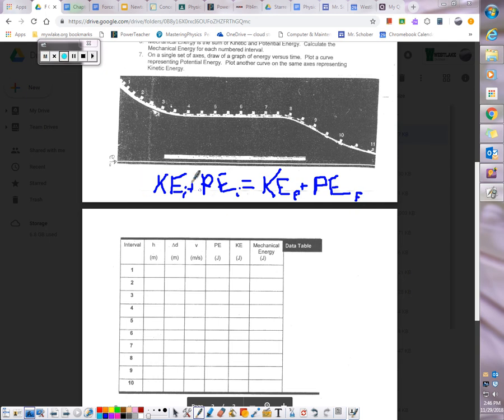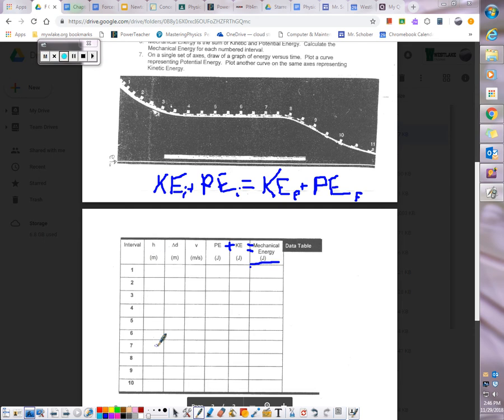So KE plus PE initial equals KE plus PE final. Now, to find your mechanical energy in this column, it's just the sum of KE plus PE, because that's what mechanical energy is. If mechanical energy is being conserved, that means this number should stay roughly the same the entire time. Remember, this is a real-life situation that was plotted in this position strobe photograph. So that might not be the case, because it is a real-world situation, so there is air resistance and friction and things like that.